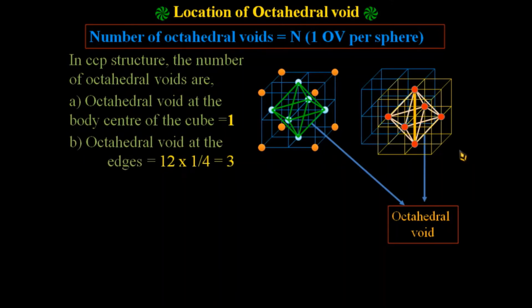And as we know, in the cube there are 12 edges, and each edge is contributed by the 4 unit cells. Octahedral voids at the edges equal 12 edges into 1 by 4, since each edge is contributed by 4 cubes, that is equal to 3. That means the number of octahedral voids at the edges in the CCP or the FCC structure is 3.